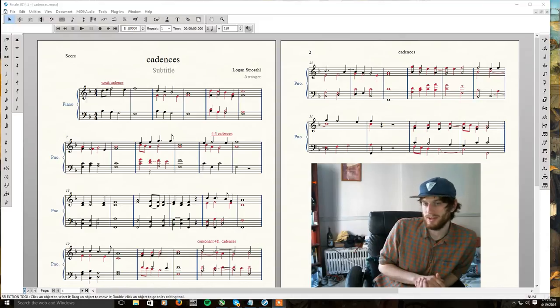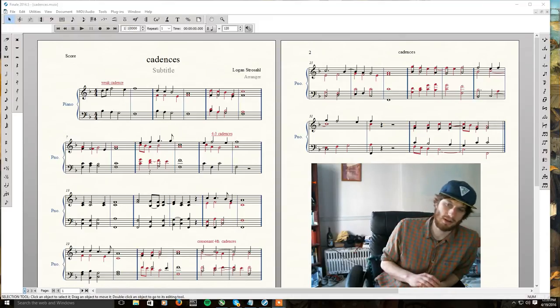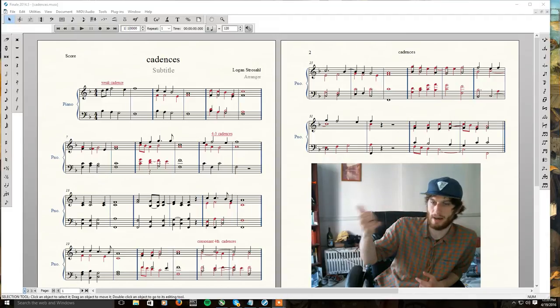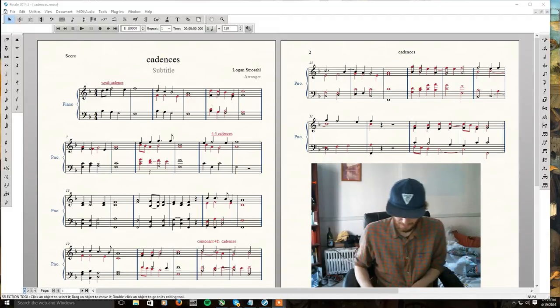The rule I use is, well, and of course all rules are like, rule is the wrong word, but if you are descending constantly in the alto voice in the cadence, then you should move up to resolve. Like so.